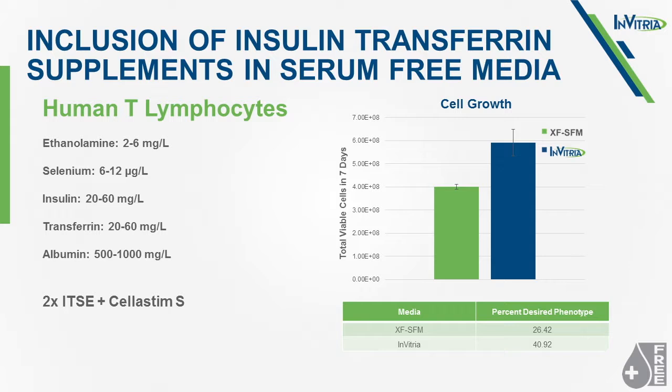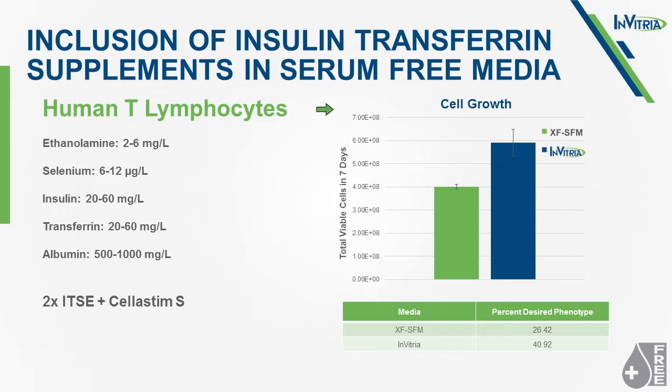Further, we do know that the expansion of human T lymphocytes is absolutely dependent on the presence of albumin. These cells will not expand in the absence of albumin. And we know that T cells like to be somewhere in the neighborhood of 500 to 1,000 mg per liter of albumin. So we actually included 1,000 mg per liter of albumin in this formulation. So what we finally decided on was a 2x ITSE with 1,000 mg per liter of Cell-MS.